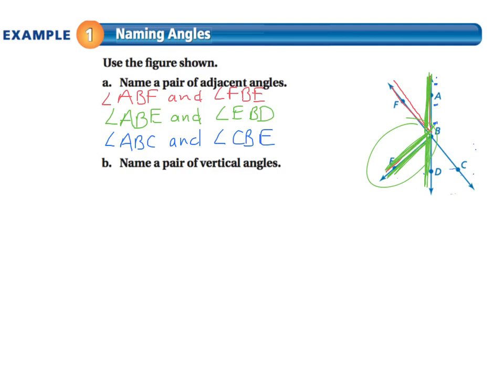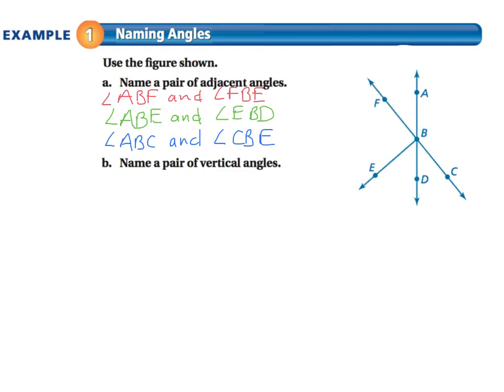Actually, let me put a new picture up for part B. So part B, name a pair of vertical angles. This is hard for students to do sometimes. Vertical angles are only formed when you have two lines. We only have two lines that are here.